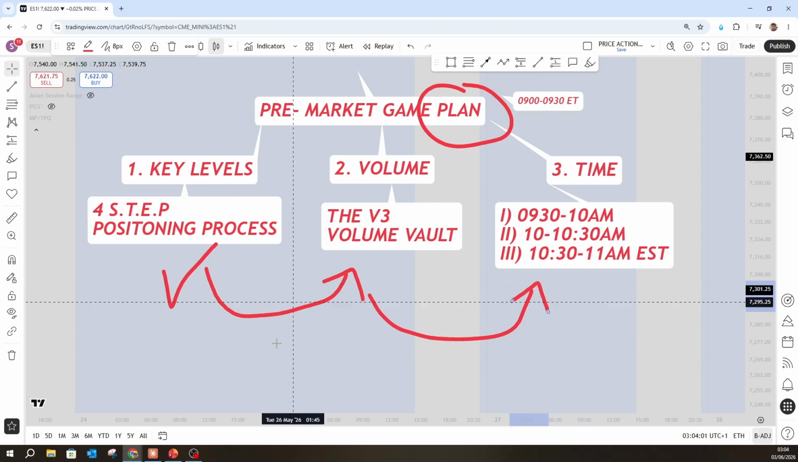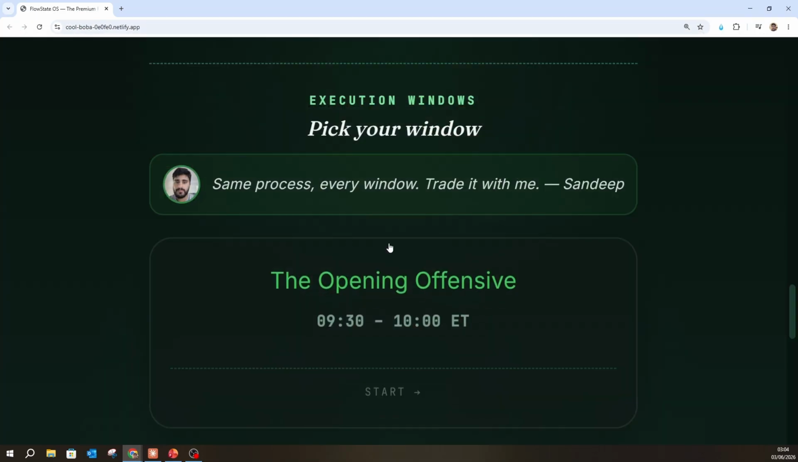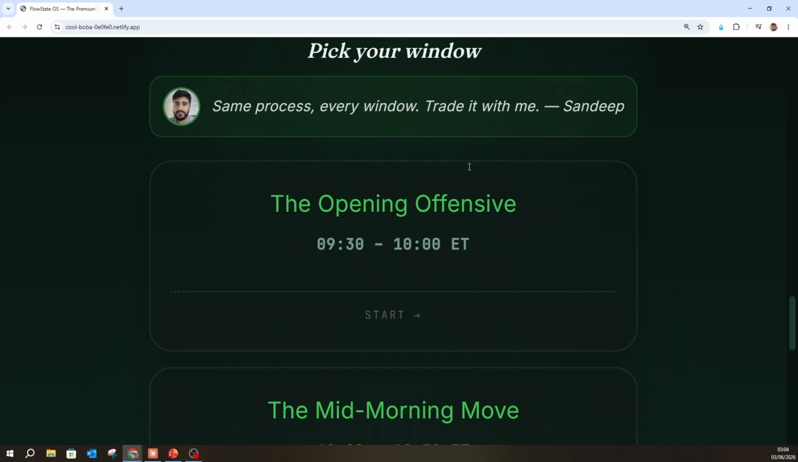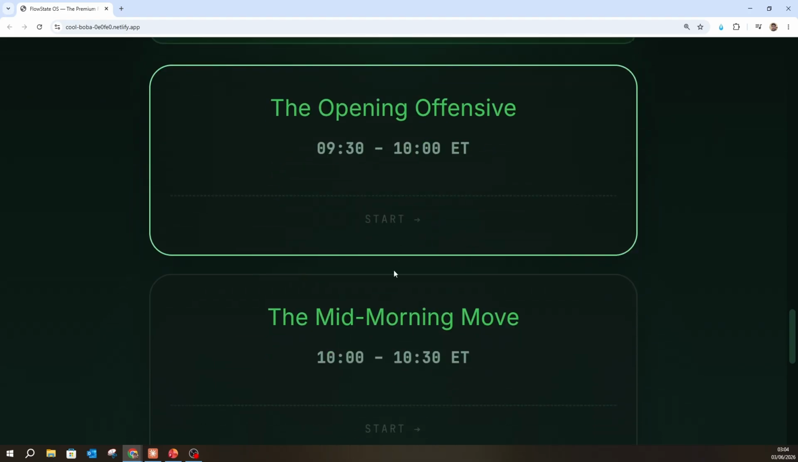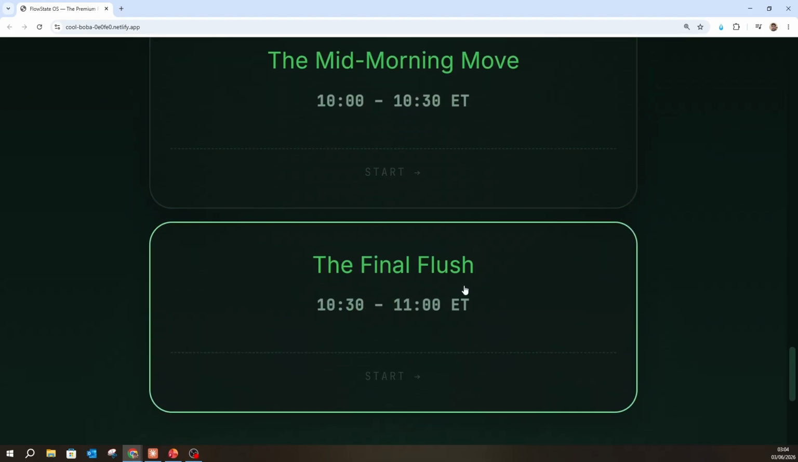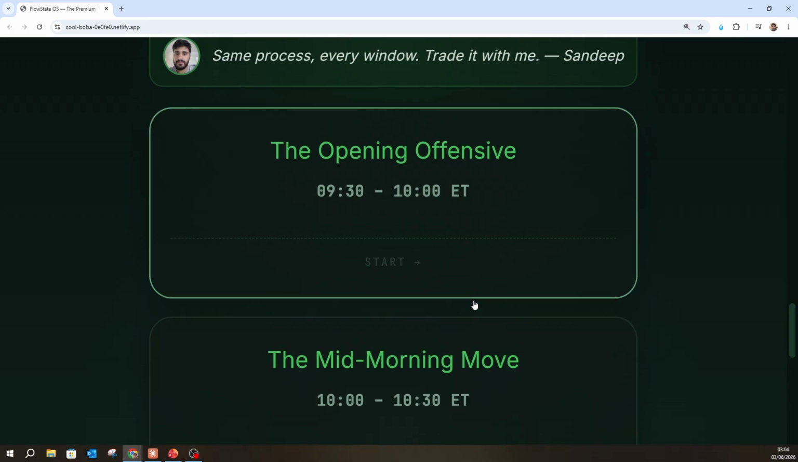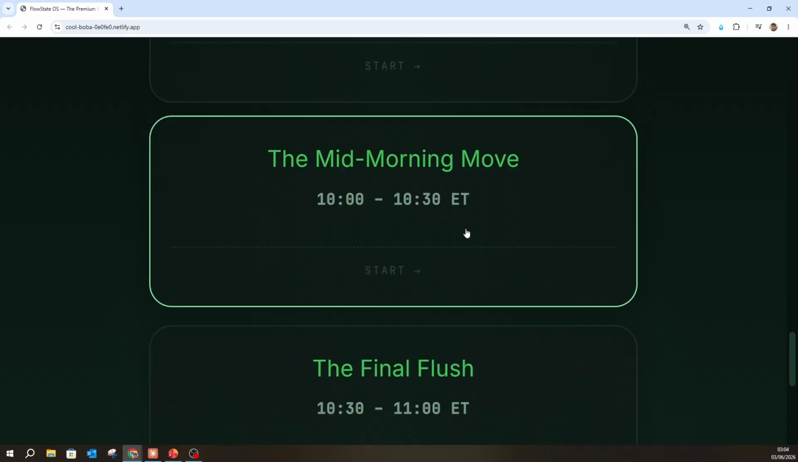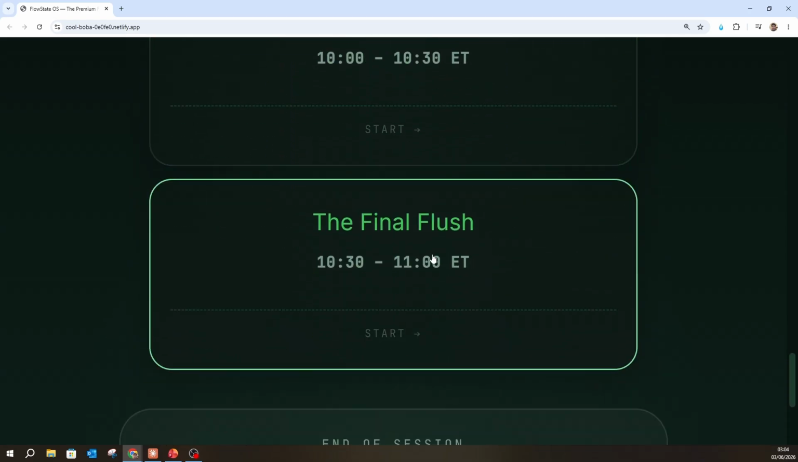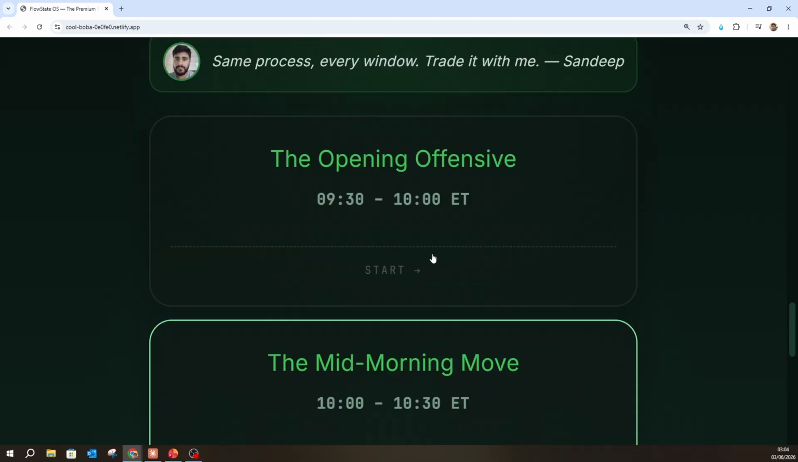Now, this is essentially what the execution window does. The session you want to split into 3 separate sessions, right? 9:30 to 10, 10 to 10:30, and 10:30 to 11. And this is something I'm going to give you a little bit of back testing to do. So we have the opening offense, which is the first half an hour, the mid-morning move, 10 to 10:30, and the final flush, 10:30 to 11.